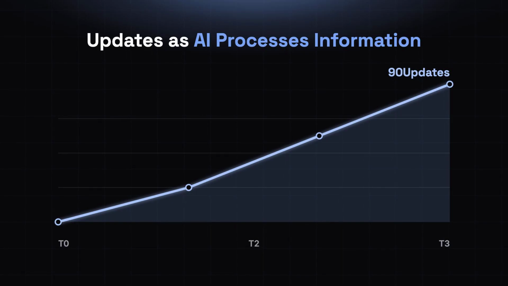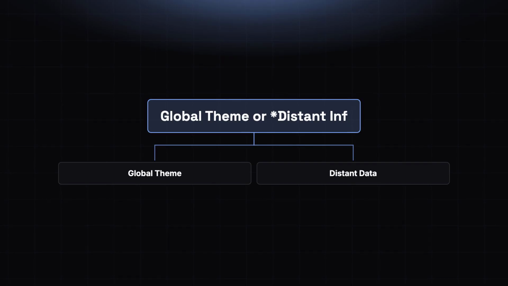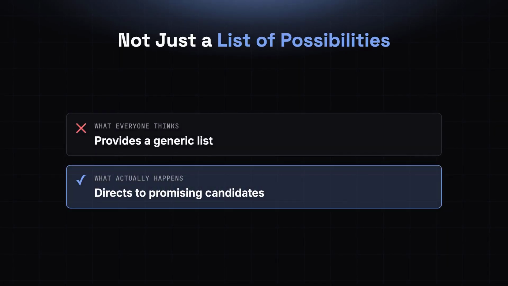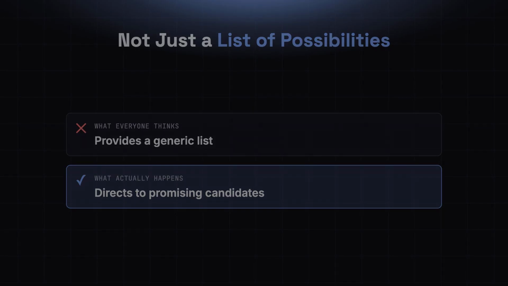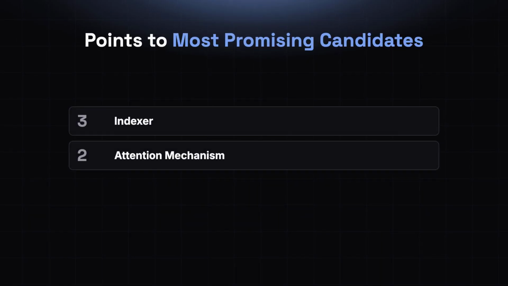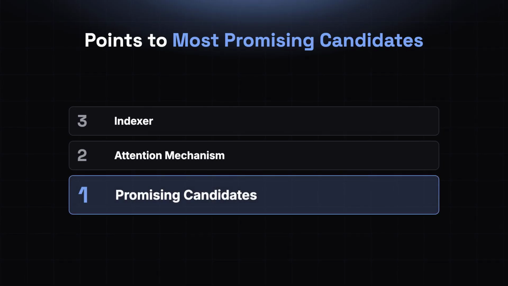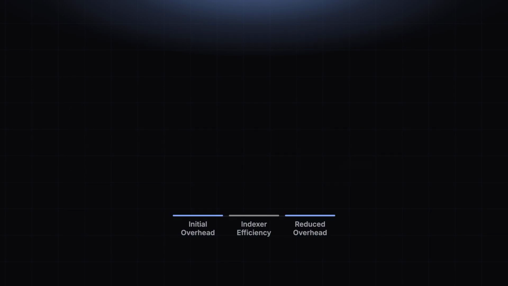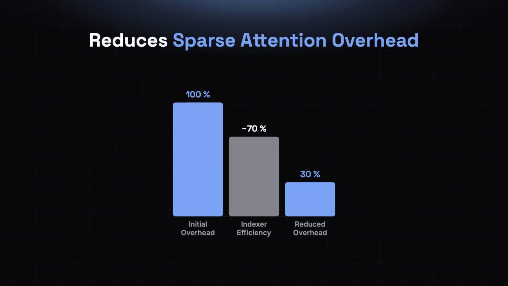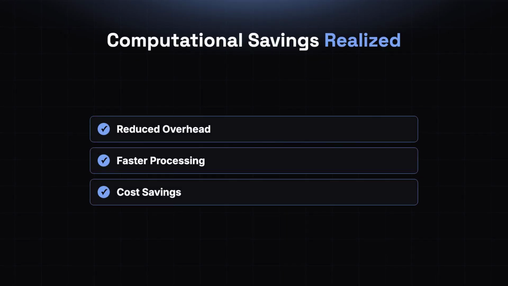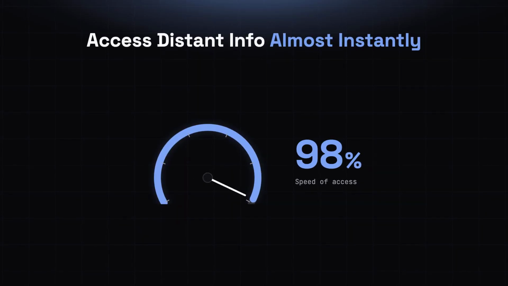When the native sparse attention mechanism needs to make a connection, perhaps looking for a global theme or a specific piece of information from a distant part of the context, the Lightning Indexer doesn't just provide a list of possibilities. It points the attention mechanism directly to the most promising candidates, almost instantly, bypassing the need to sift through irrelevant data. This significantly reduces the overhead associated with sparse attention, ensuring that the computational savings are realized in practice. It transforms a potentially slow, fragmented system into a fluid and incredibly fast one, allowing the AI to access distant, relevant information almost instantly, much like a search engine can pinpoint a single relevant web page out of billions in milliseconds.